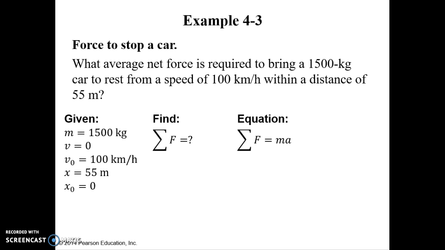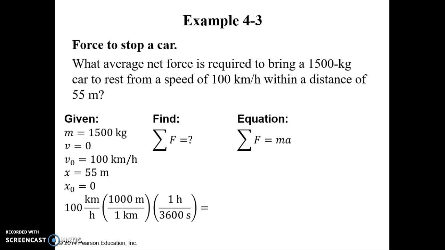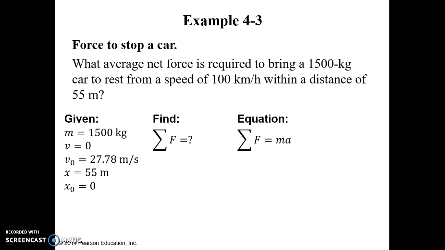First, we want to change our initial velocity to the correct SI units of meters per second. So we have 100 kilometers per hour. We're going to multiply that by 1000 meters over 1 kilometer, and multiply that by 1 hour over 3,600 seconds. The appropriate units cancel out, and we end up with 27.78 meters per second for our initial velocity. So I'm just going to replace our initial velocity with 27.78 meters per second instead.